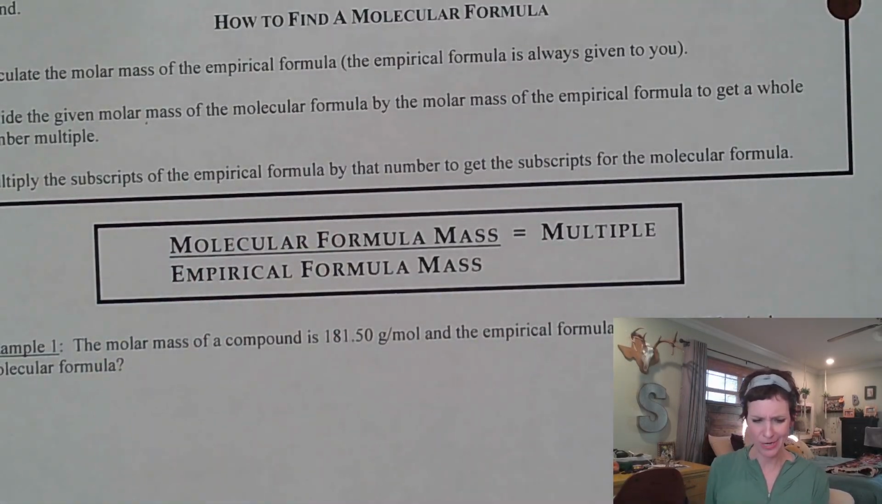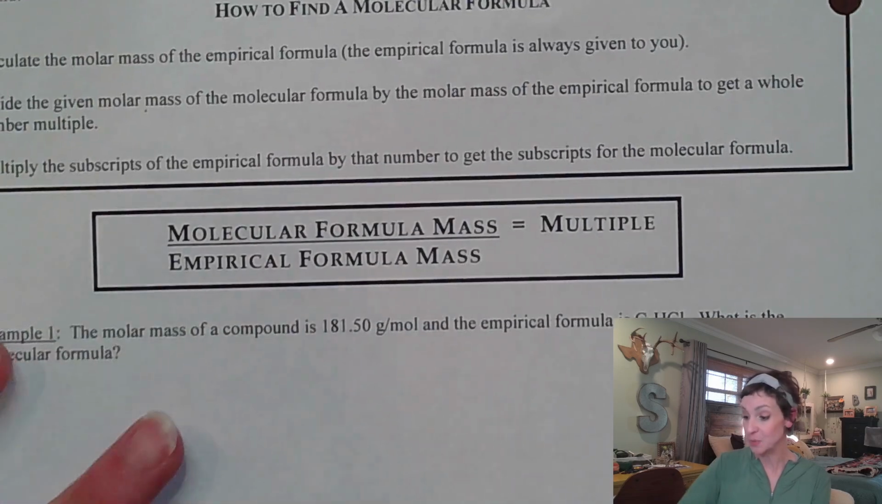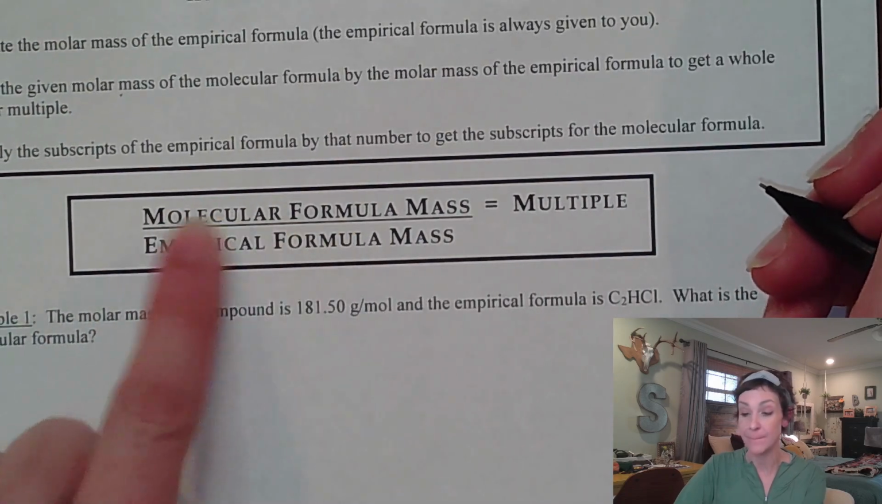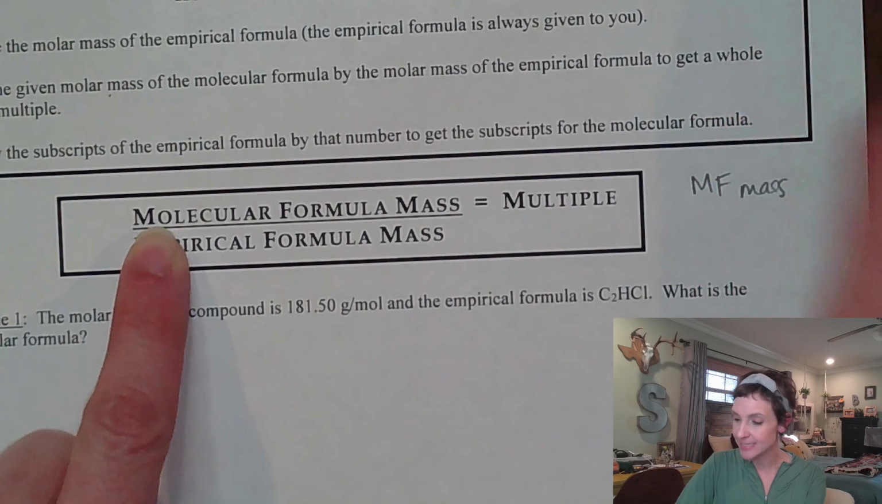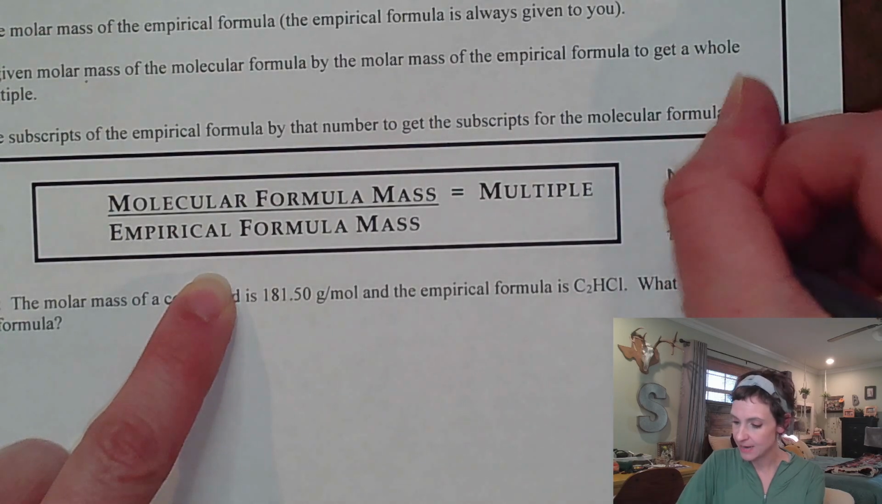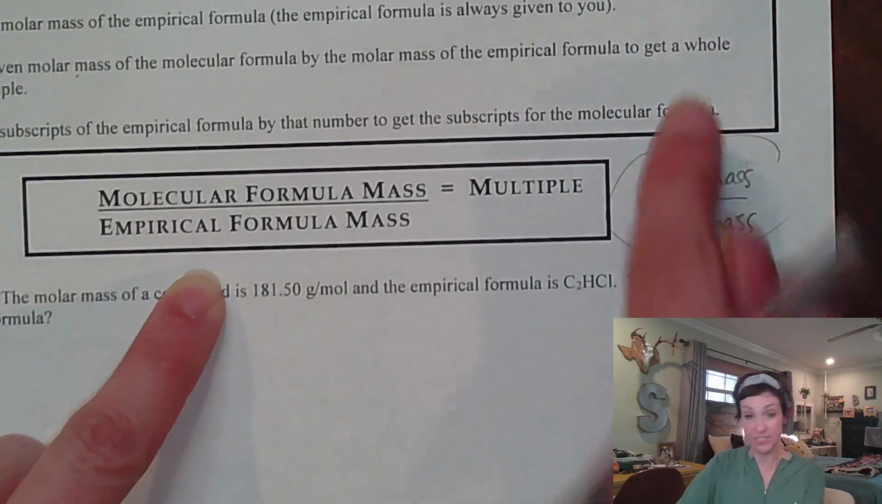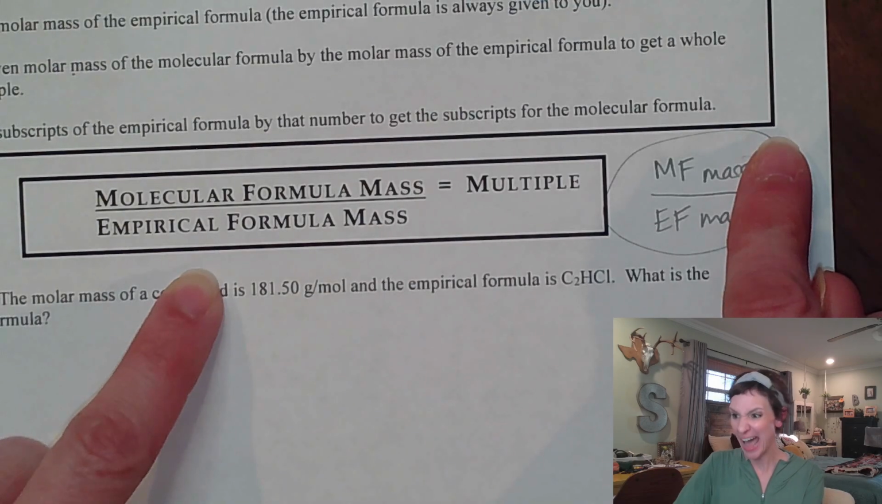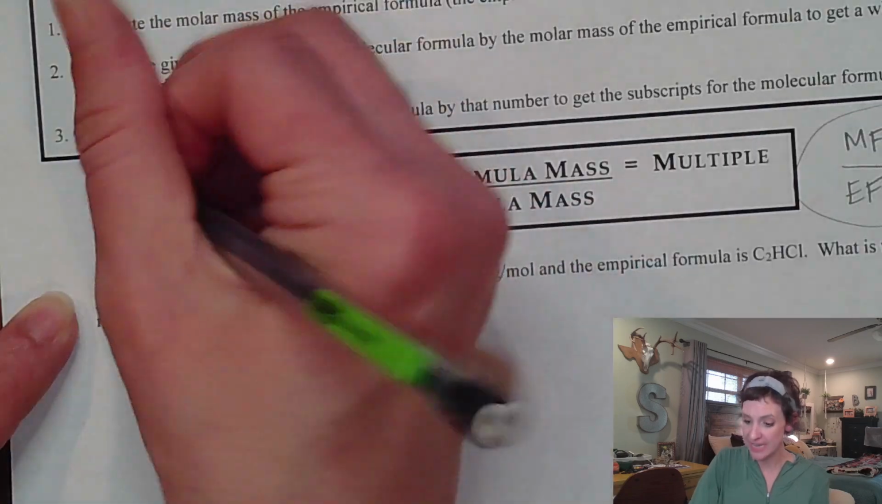So here's the equation, and y'all are like, that is a lot of letters of the alphabet for that equation, and I agree with you. So you will see me a lot of times abbreviate molecular formula mass as MF mass, and the empirical formula mass on the bottom as EF mass. This is your goal. You need to find these two numbers, okay? And guess what? Half of it will be given to you. That top number is going to be given.